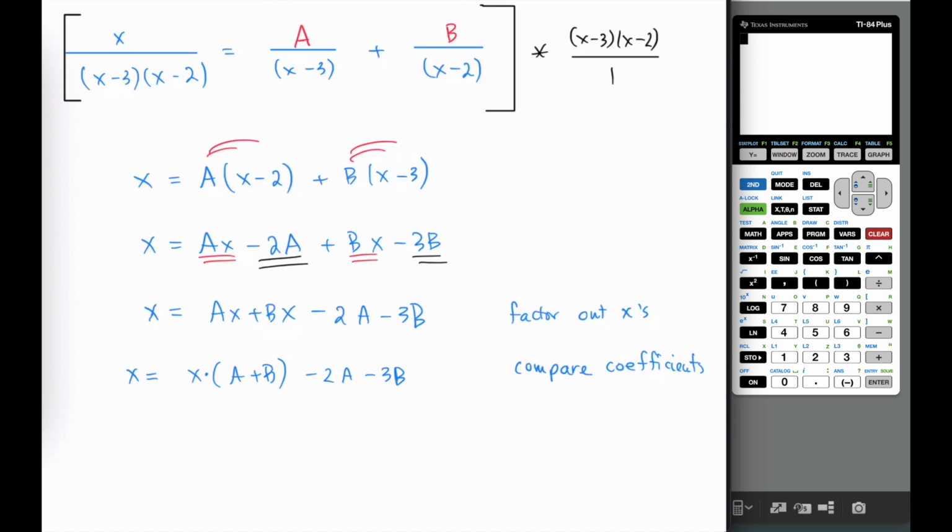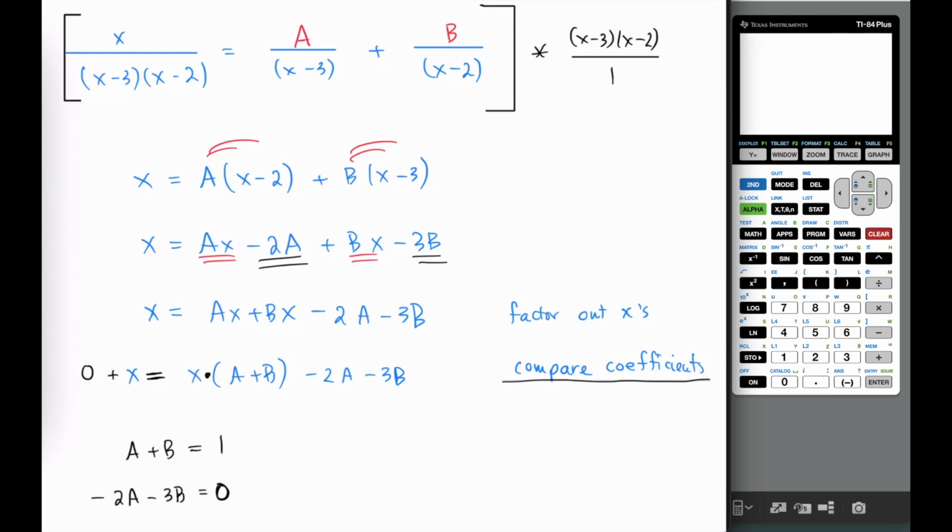So back up here to our problem, we see that on the left-hand side, the coefficient on x is positive 1. On the right-hand side, the coefficient on x is a plus b. So that tells us that a plus b has got to be equal to positive 1 if these two sides of the equation are going to be equal to each other. Similarly, the constant on the left-hand side has to be equal to the constant term on the right-hand side. Since there is no constant term on the left-hand side, we can assume that the constant was equal to 0. And so that means that negative 2a minus 3b has got to be equal to 0.